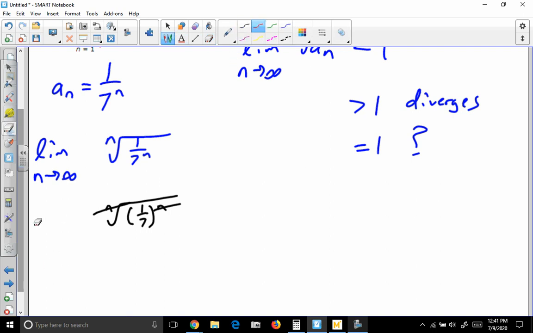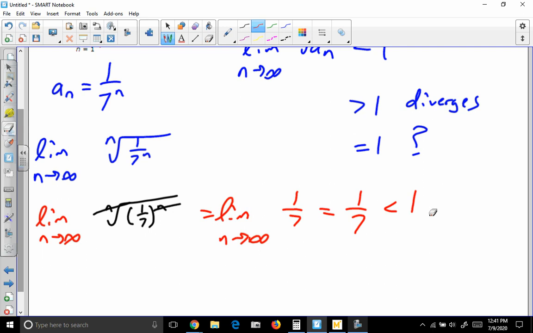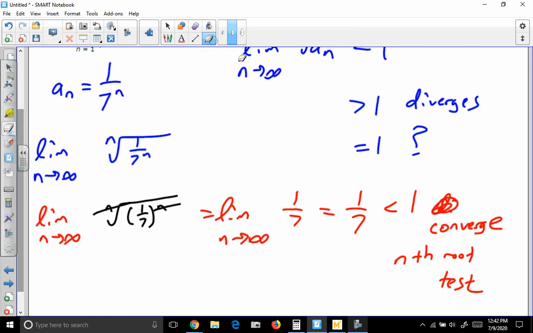So we're going to take the limit as n goes to infinity. So the limit as n goes to infinity of 1/7. Well, the limit of a constant is that constant. That's less than 1. So we converge by the nth root test. Or I say the nth root test, just called the root test.